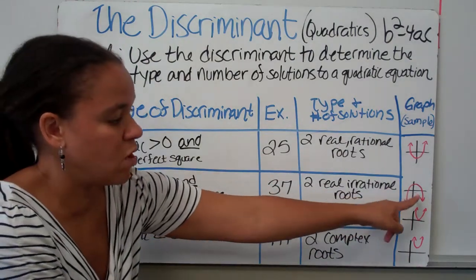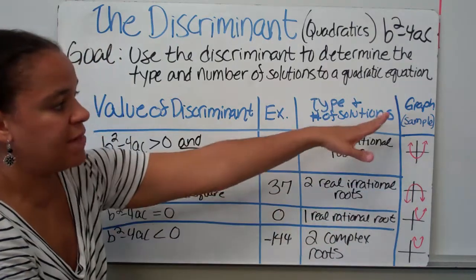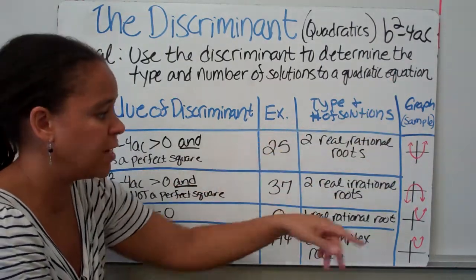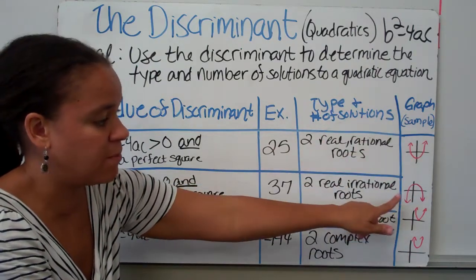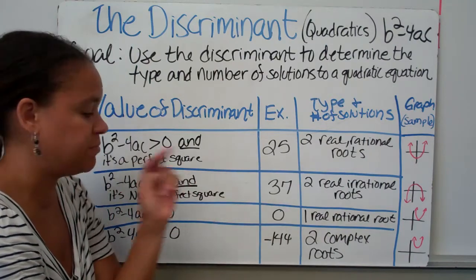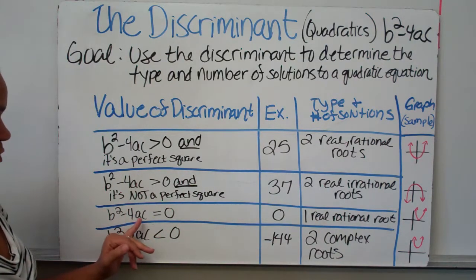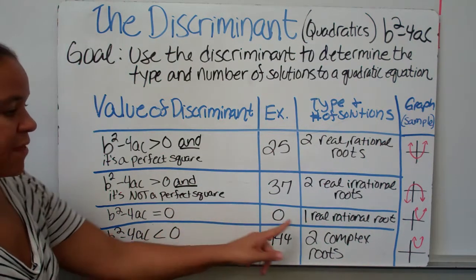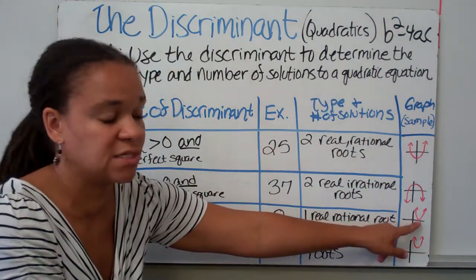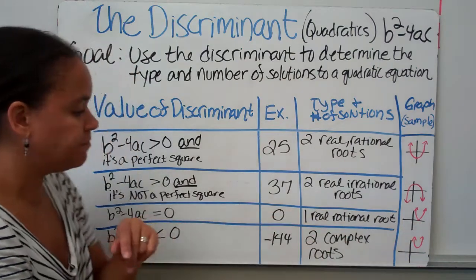It still is going to cross the x-axis twice, and these are just samples. Yours might be higher up, lower, more narrow, more wide. It could be flipped up, flipped down, but the main idea here is that it crosses the x-axis two times. If you find that b squared minus 4ac equals 0, that means there will be one rational root, and it's only going to touch the x-axis one time.